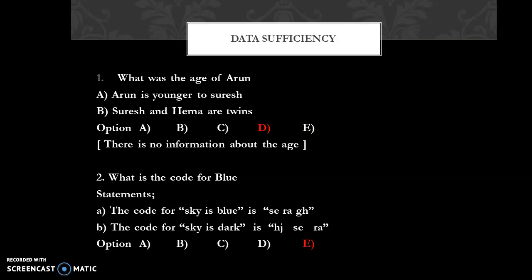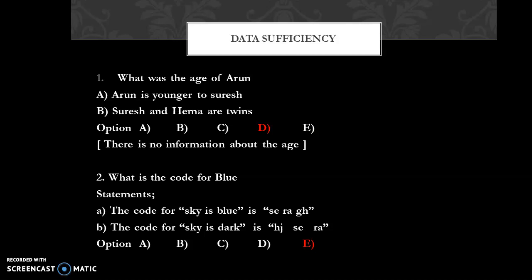Arun is younger to Suresh. The question is, what was the age of Arun? Do you get the age of Arun from the first statement? Age is not at all mentioned in the first statement. Suresh and Hema are twins. This statement is not related to Arun. So that's an immaterial statement.